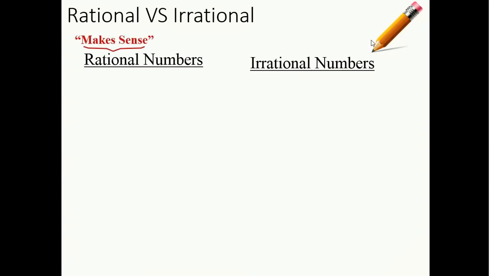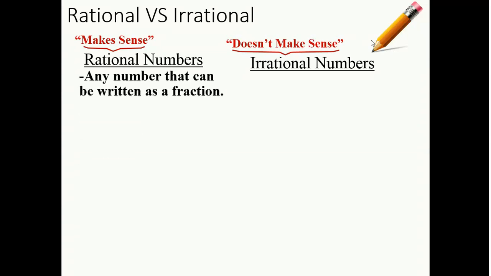Rational numbers makes sense. Rational means to make sense. If someone's rational, we call that they're making sense, right? Irrational, they're not making sense. You don't understand what they're saying. So, rational numbers is any number that can be written as a fraction. So that could be 1/2, that can be 2/1, that could be anything that you can write as a fraction.